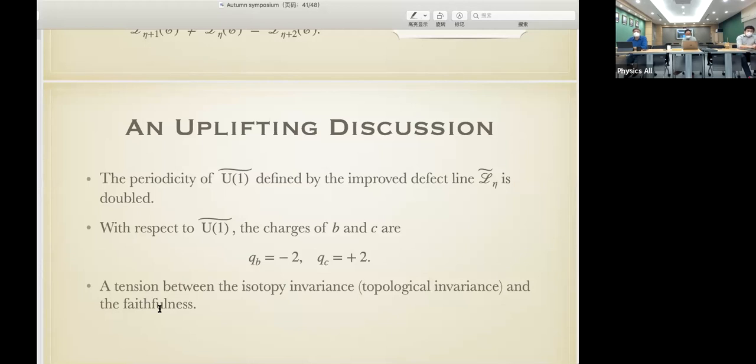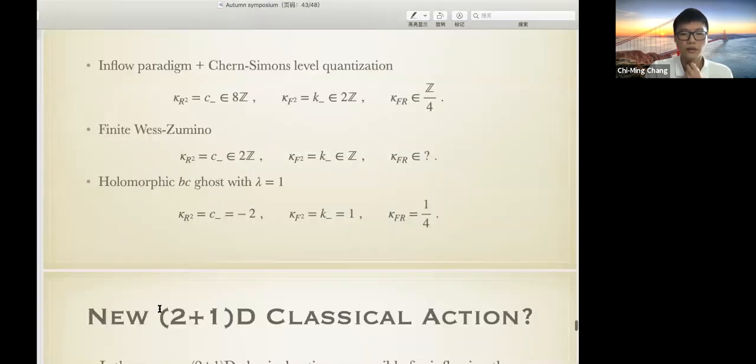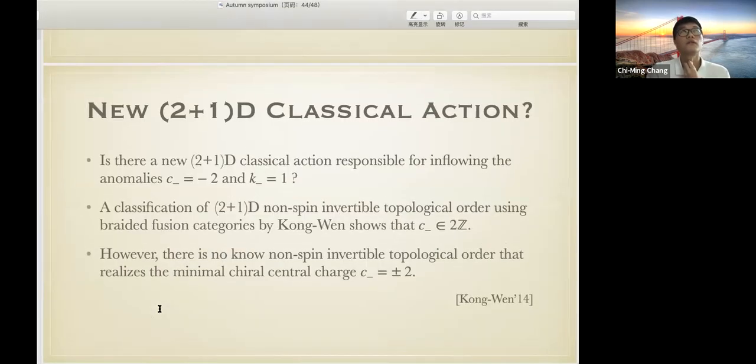Another question, what is the quantization condition for K for the Kong and Wen model? Let me see. I'm not really sure. I think, okay, I need to check. I think they got even integer. I'm not sure. Even integer, I think. So it means their prescription or their classification cannot give the correct answer on the Kong-Wen collection.